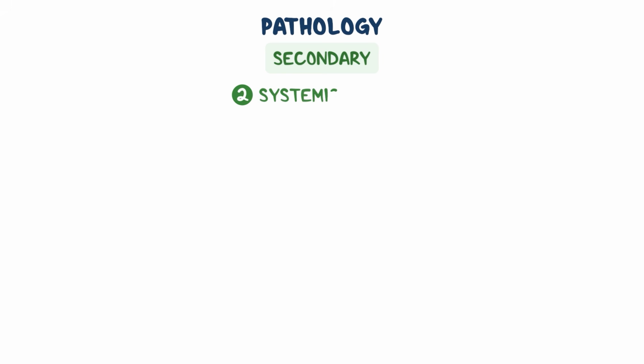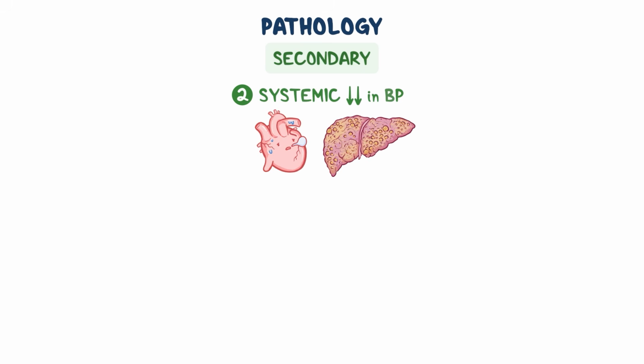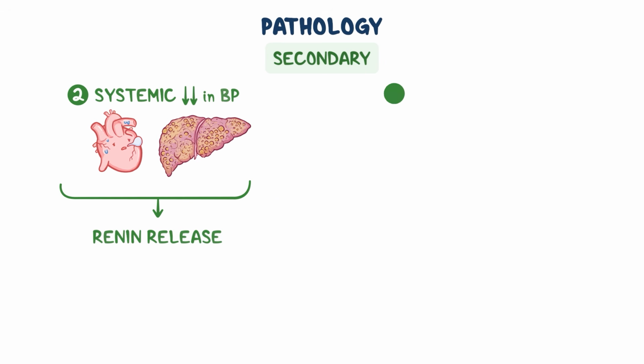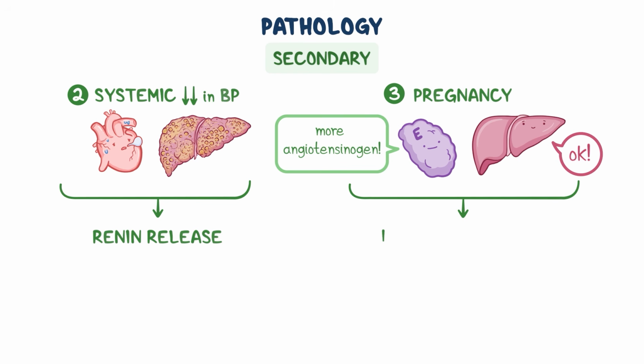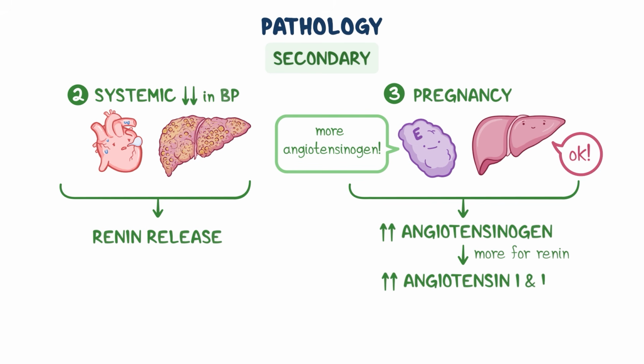Next, a real systemic drop in blood pressure, which can occur due to congestive heart failure and cirrhosis, lowers kidney perfusion and triggers renin release. Finally, during pregnancy, estrogen tells the liver to make more angiotensinogen. And when there's more angiotensinogen in the blood, renin has more to work with, causing the body to produce more angiotensin 1 and 2, and in turn, more aldosterone.